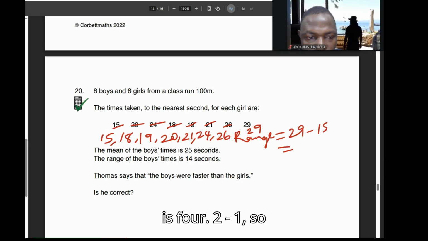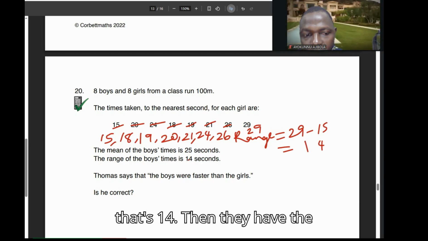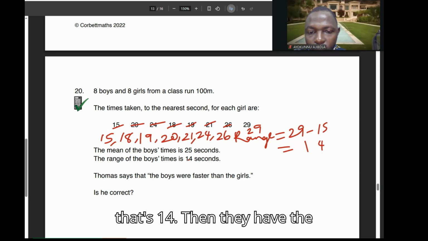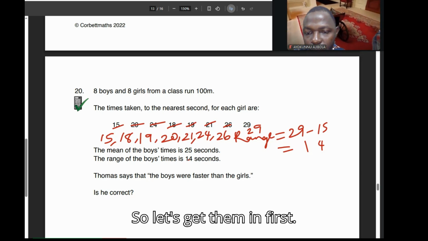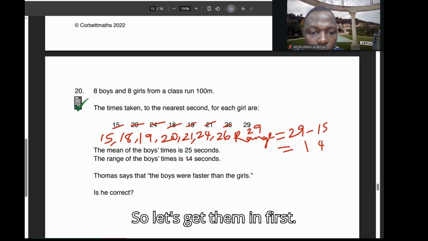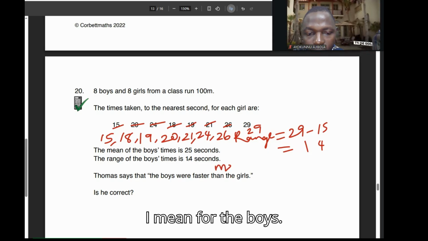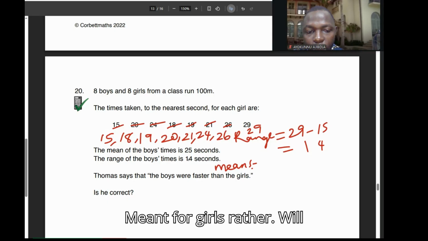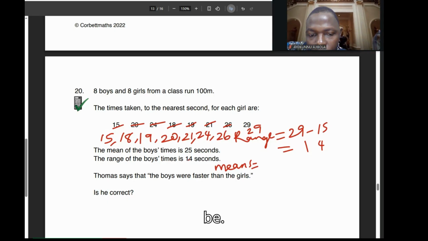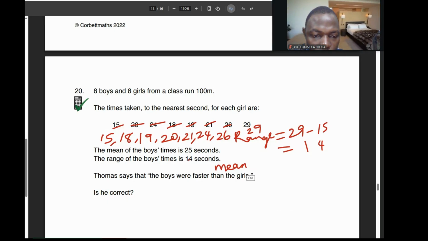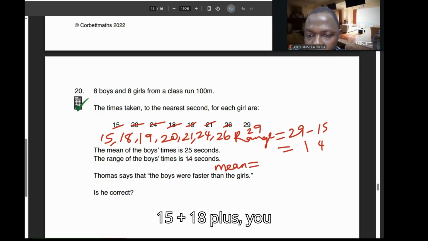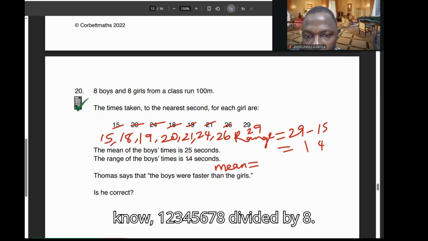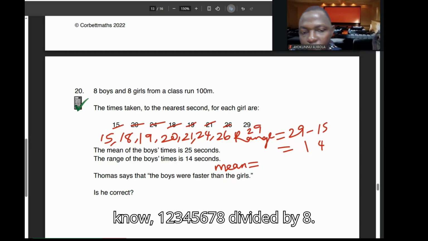So 9 minus 5 is 4, 2 minus 1, so that's 14. Then they have the same range, both boys and girls. So let's get a mean first. Mean for the girls rather, will be 15 plus 18 plus, 1, 2, 3, 4, 5, 6, 7, 8 divided by 8.